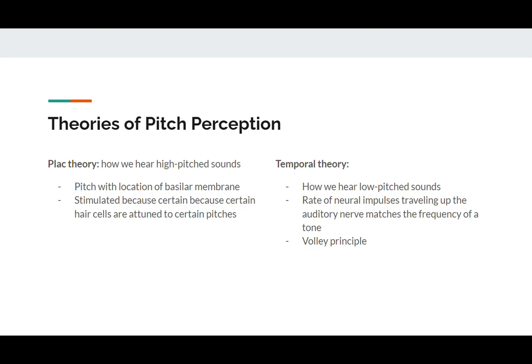It explains how we hear low-pitched sound. It suggests that the rate of neural impulses traveling up the auditory nerve matches the frequency of a tone, thus enabling us to sense its pitch.